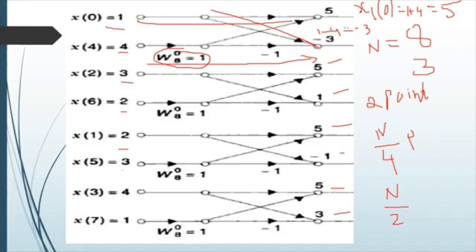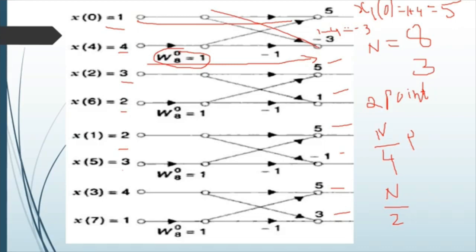The minimum number of points required is 2 points for any butterfly diagram. So this is the first stage. Here we can write the input in bit reversal order: x of 0 is equal to 1, x of 4 is equal to 4, x of 2 is 3, and x of 6 is equal to 2. Here 2, 3, 4, 1 are the remaining inputs. And from the stage 1 output, x1 of 0, or f1 of 0, whatever you take, is equal to, you see, this 1 as it flows.